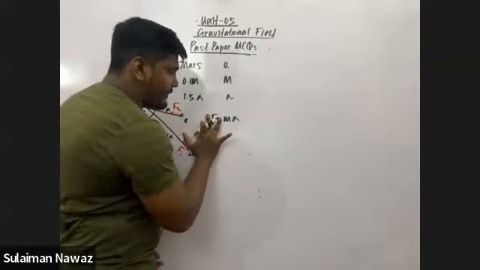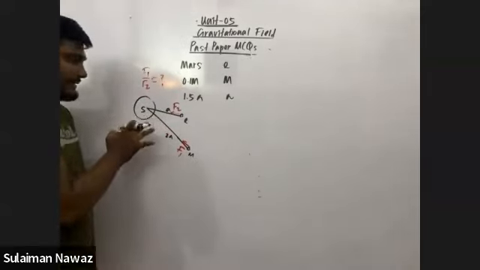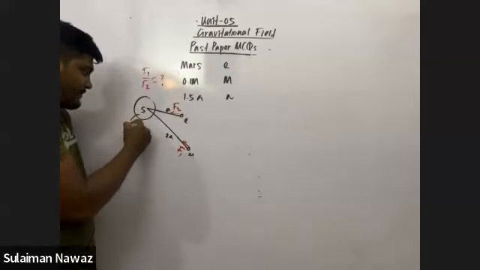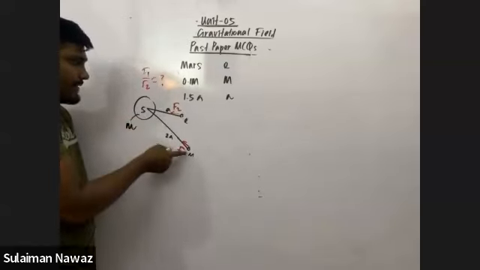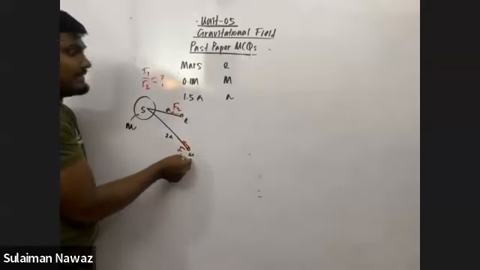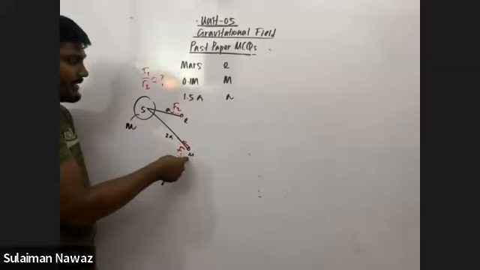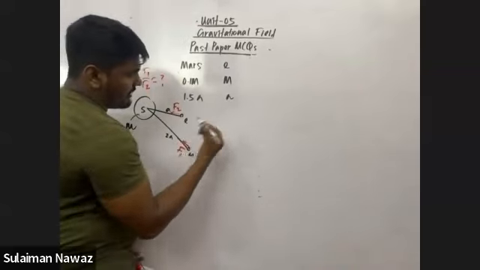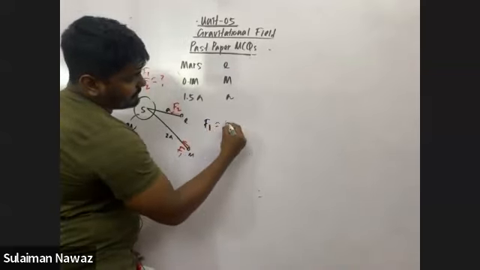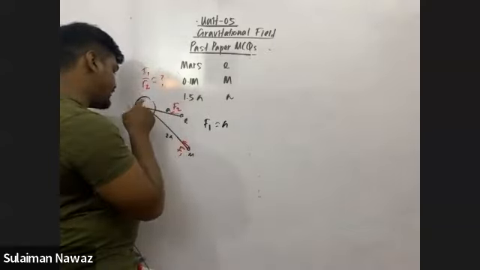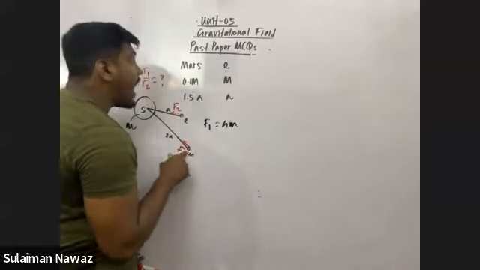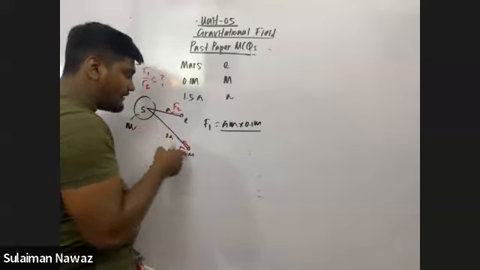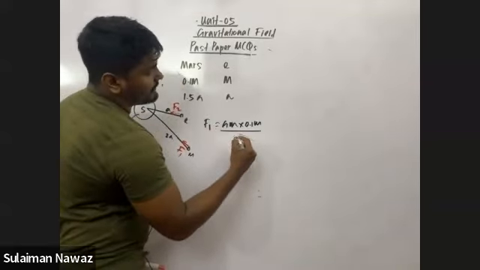This time you don't need to apply F equals ma. Just think about the sun and the mass. Let's say the mass of the sun is capital M, and the mass of Mars is 0.1 capital M. If you want to find the gravitational force between sun and Mars, what is the equation? F1 equals G, mass of the sun, mass of Mars, over the distance between sun and Mars, 2a, whole squared. That means 4a squared.